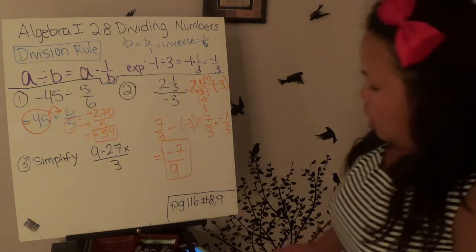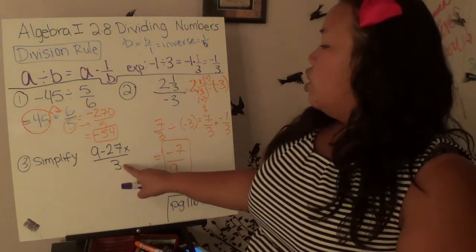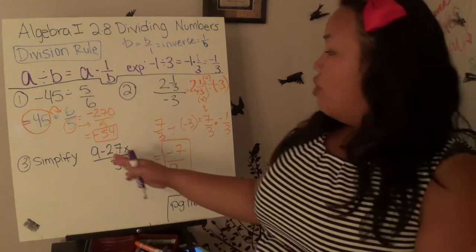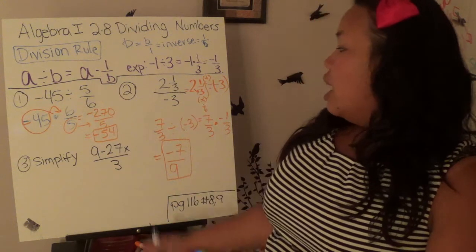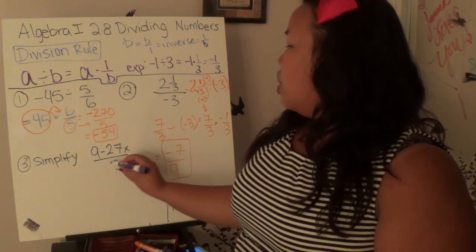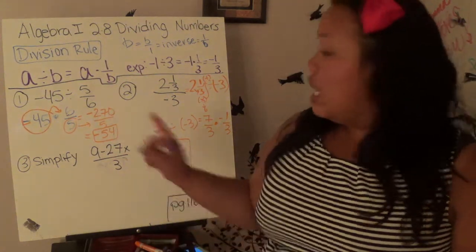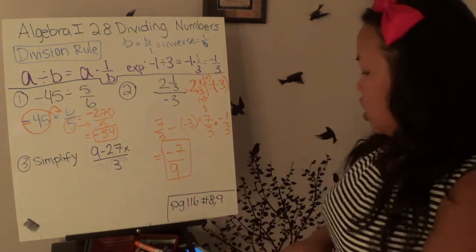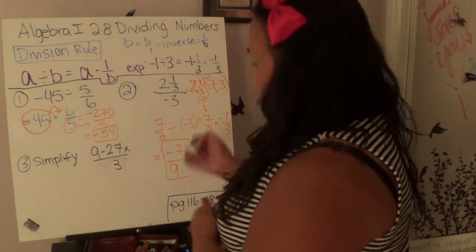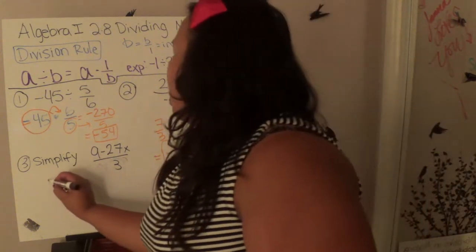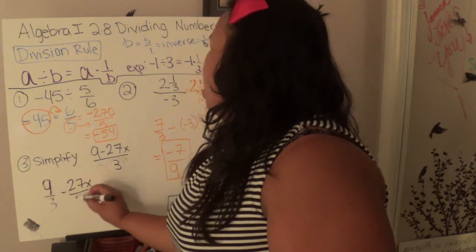Right? The next thing that we're going to do is they want us to simplify. Now it gets pretty tricky when you have it split with a negative or plus. What this is telling me is that this denominator belongs to both the 9 and the 27x. When there's a negative or an addition on the top of the fraction. So what this is showing me is, marker's no longer working. This is the same thing as saying 9 over 3 minus 27x over 3.